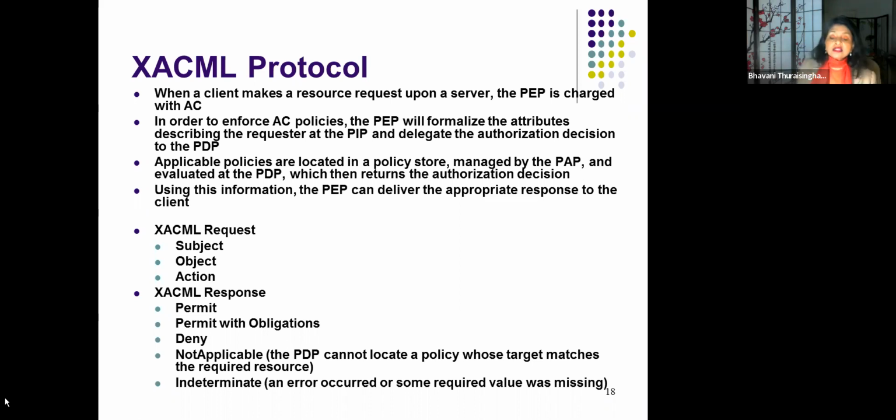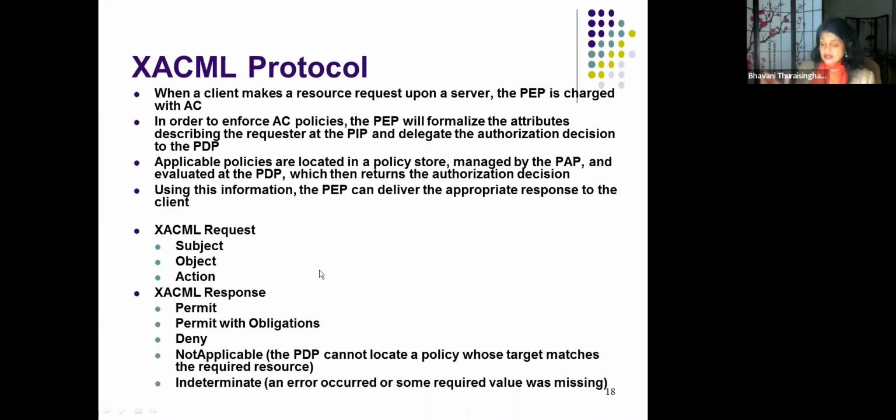So the request is of the form subject, object, and action. The subject is requesting this action from the object. The subject could be a person, myself. The object could be a job, and the action is to get the job, or get admitted to a university, or get admitted to a class.